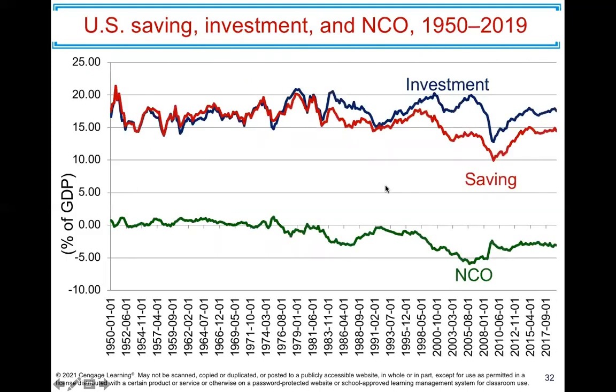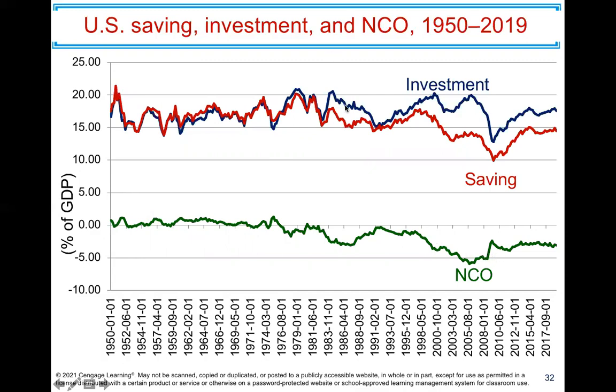Okay, so here we have an example of that. We see US investment and saving, and you can see that NCO was around 0 for a really, really long time. You can see that I and S were very close to each other. The difference between investment and saving is going to be our net capital outflow. And you can see here there's not much difference, showing that net capital outflow is around 0 up until around the 80s, where investment started to be a lot higher than savings. And that's why NCO became negative.